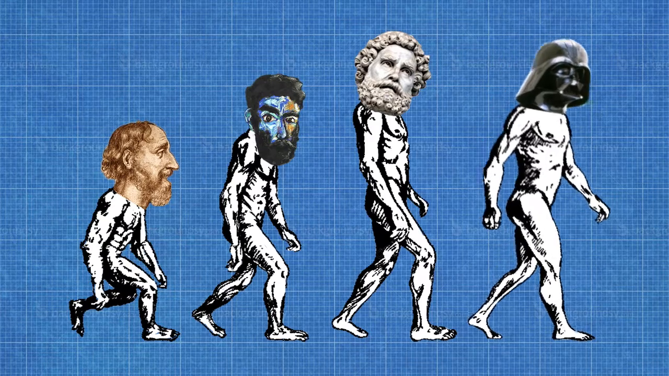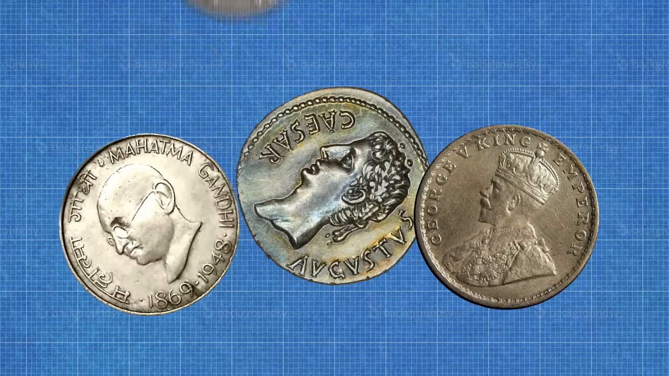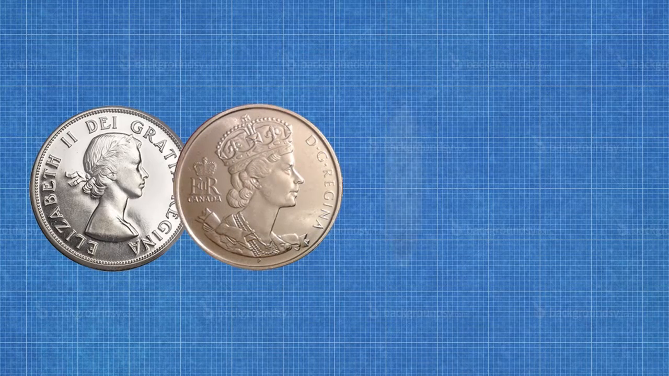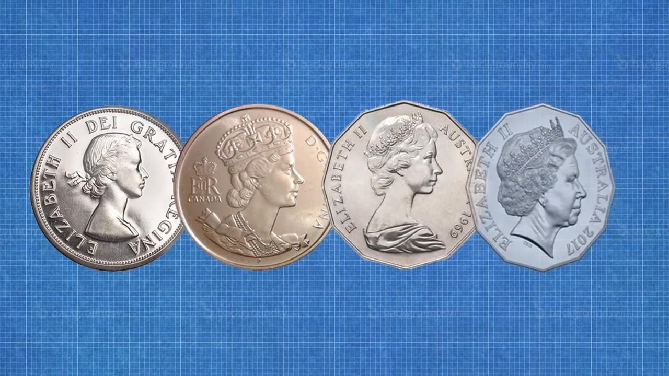Some of the earliest examples of us putting faces on things are coins. Go on, reach into your pocket, let's have a look. For those of us in Commonwealth nations, most of our currency has an image of Queen Elizabeth II somewhere on it, and as Her Majesty has aged, so has her likeness.